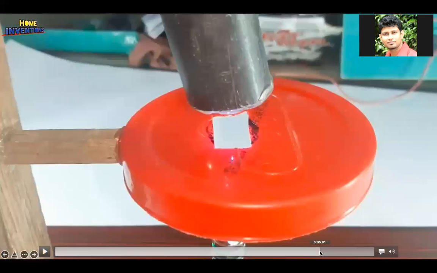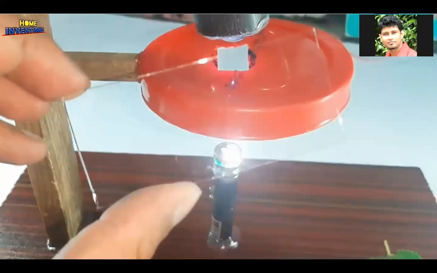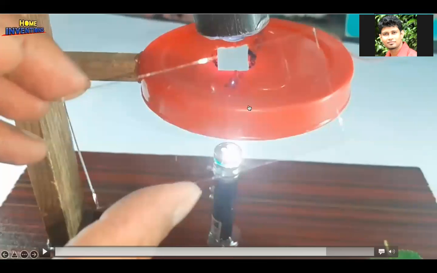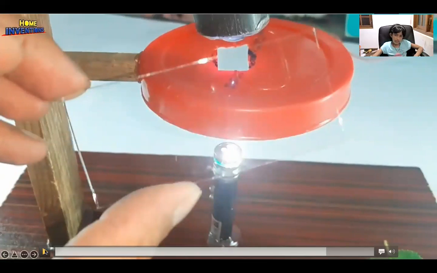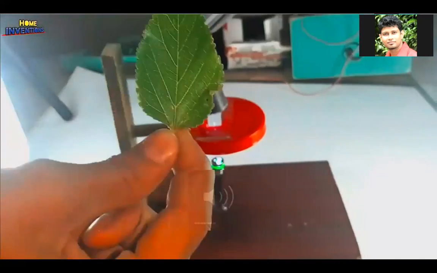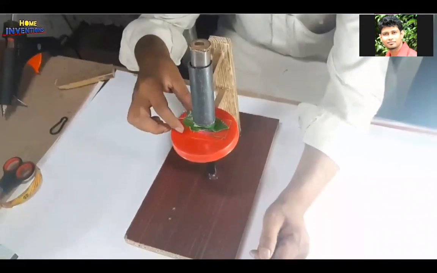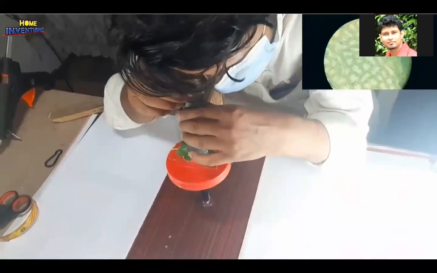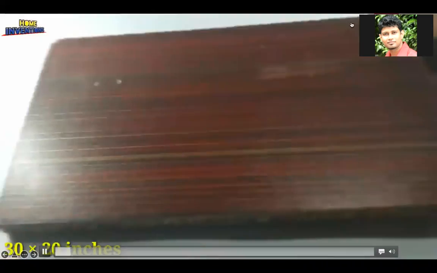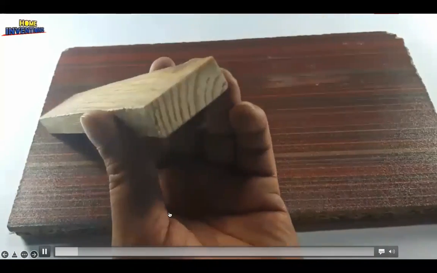Actually, on this hole you can keep a glass. This glass is called a slide. S-L-I-D-E, slide. Right? And then you can put your specimen. Specimen means what you are going to look at. Then you can put your specimen here. Actually, they are putting a small leaf. And after that, observing through the lens. And you can see the view, right? Here you can see the view.